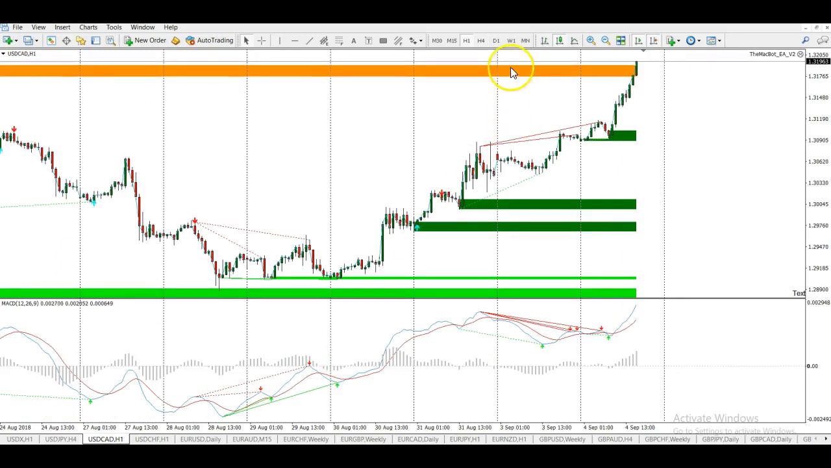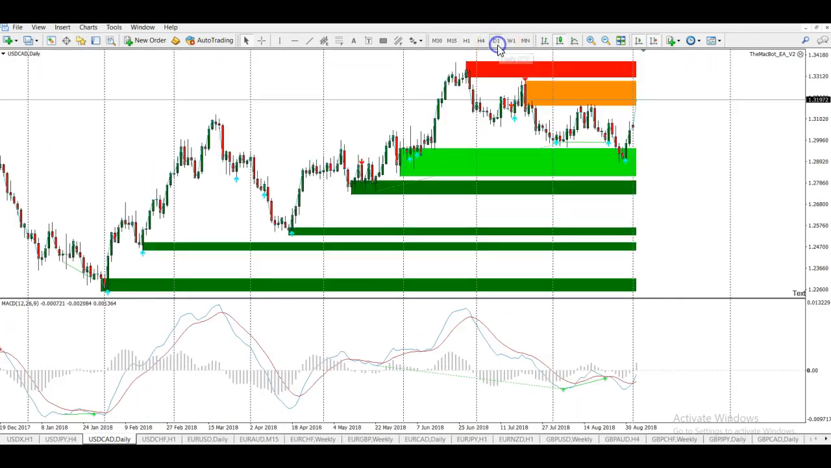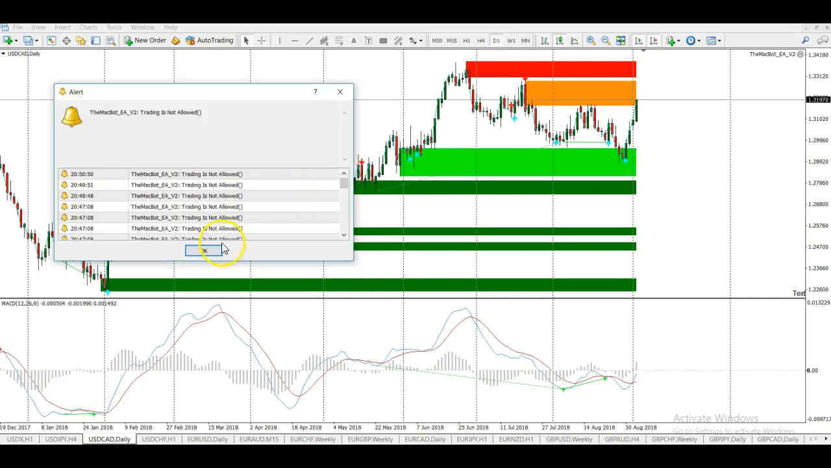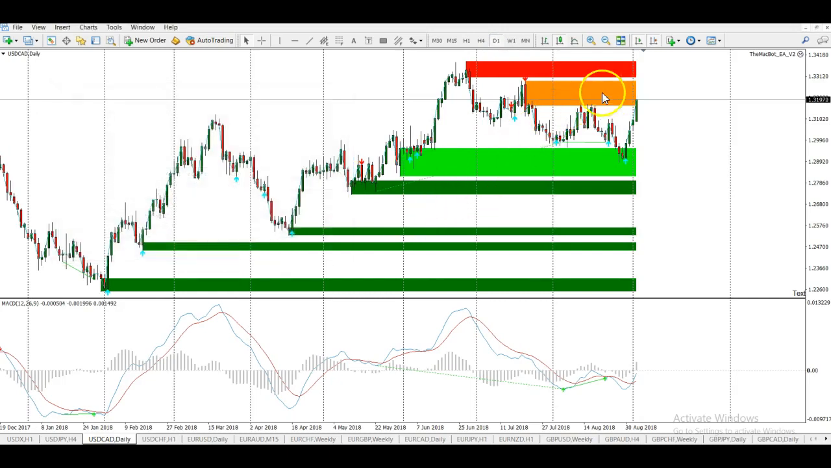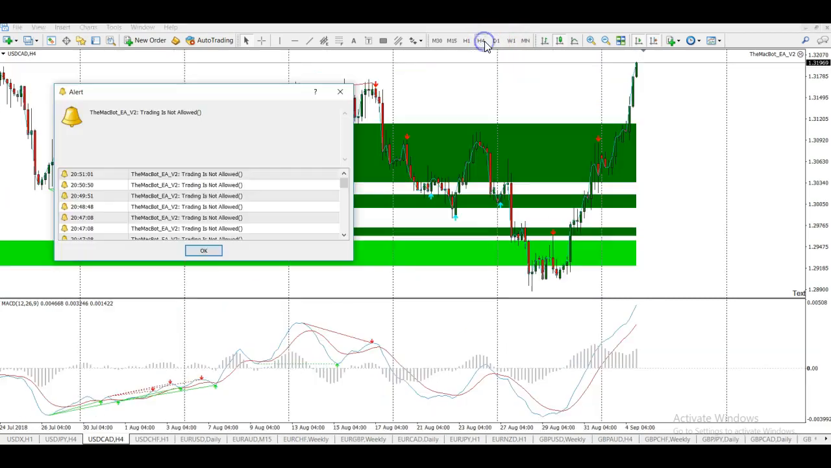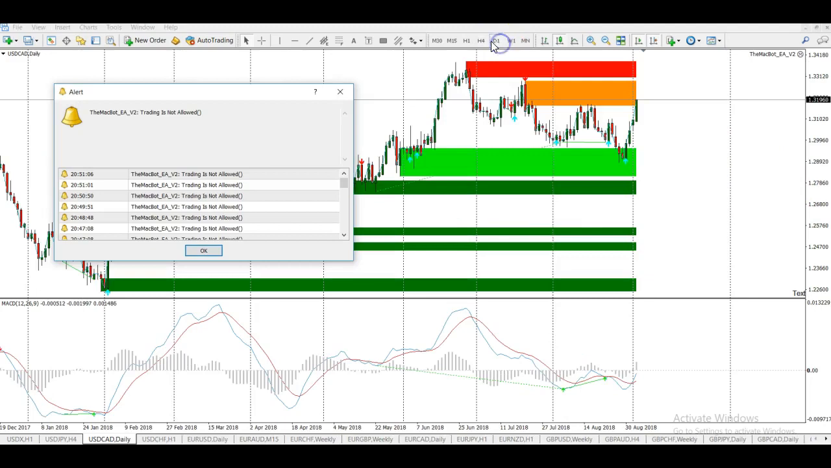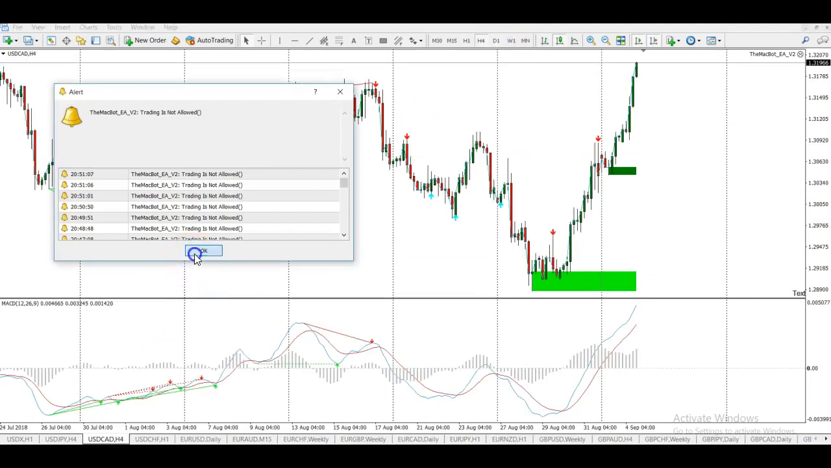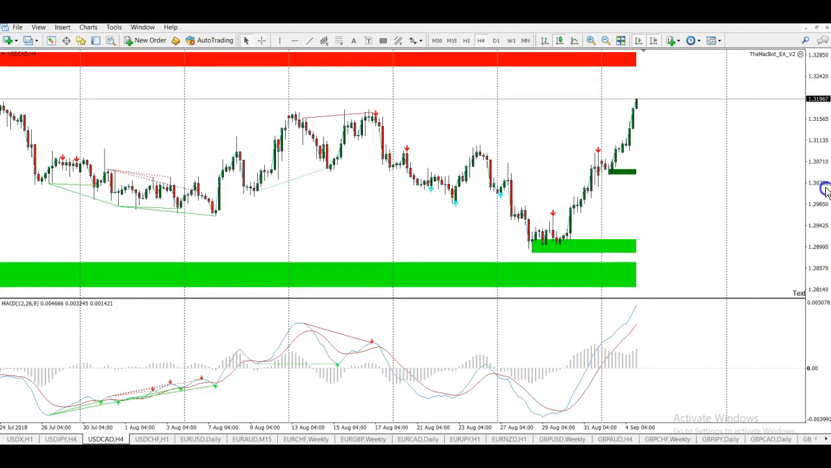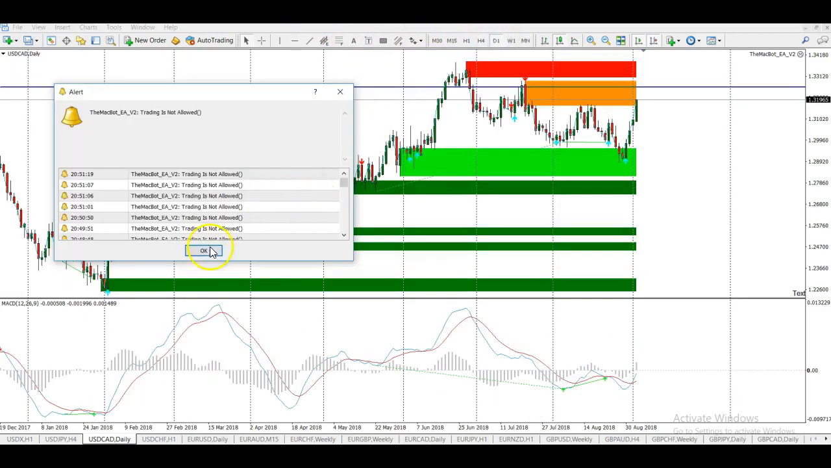It's been popping up nicely here. You see we've just entered into a possible trading zone on the daily chart, which is a pretty big zone. I'm just going to zoom down into the 4-hour and see. Okay, let's double check that. You see we've got a 4-hour zone.